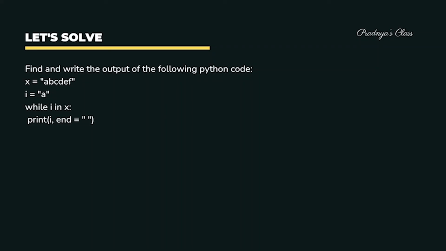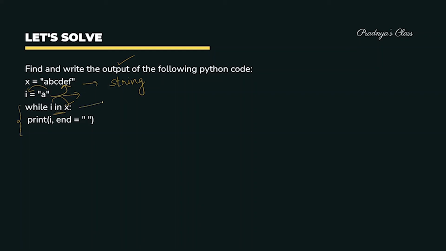In one sample paper, I got this question where you have to guess the output of the following code. Here we are initializing one string, and A is initialized to the variable I. We are using a while loop. While I in x, and the in operator checks the existence of this variable in the sequence. You can see here A is present in the string.